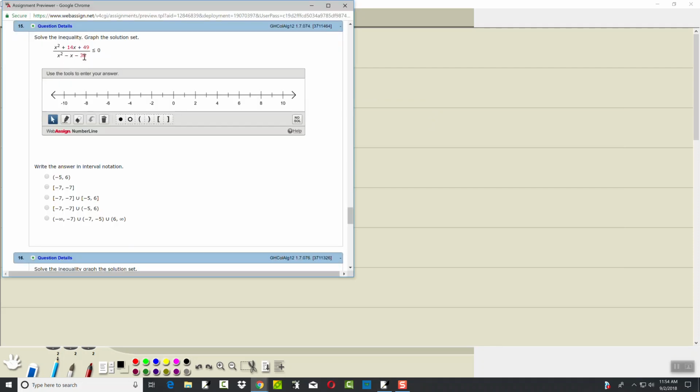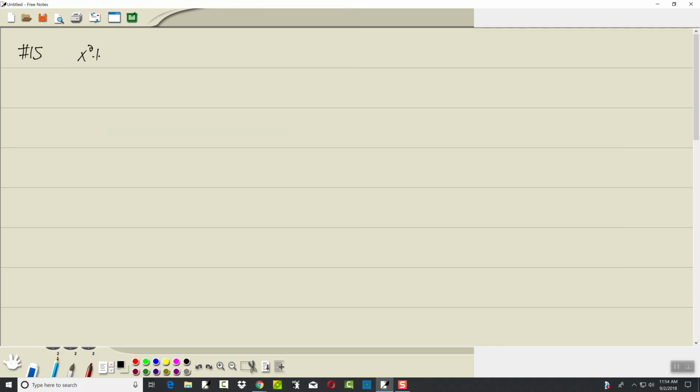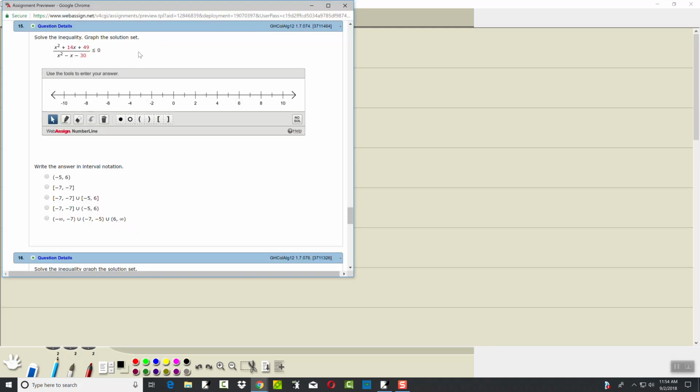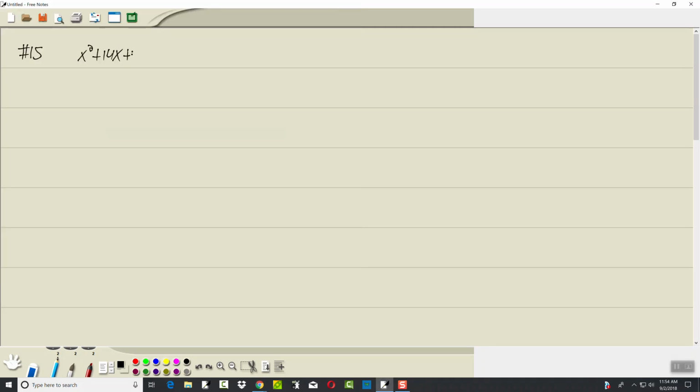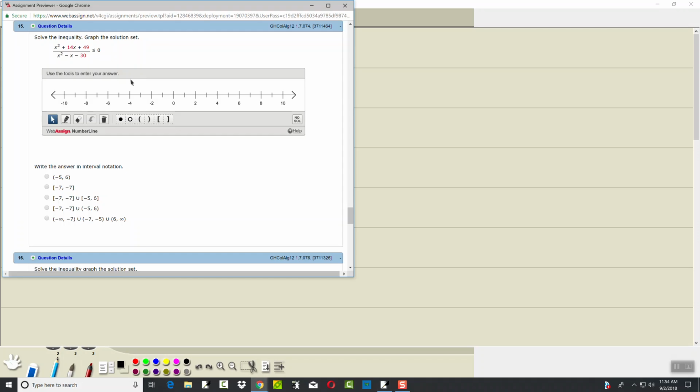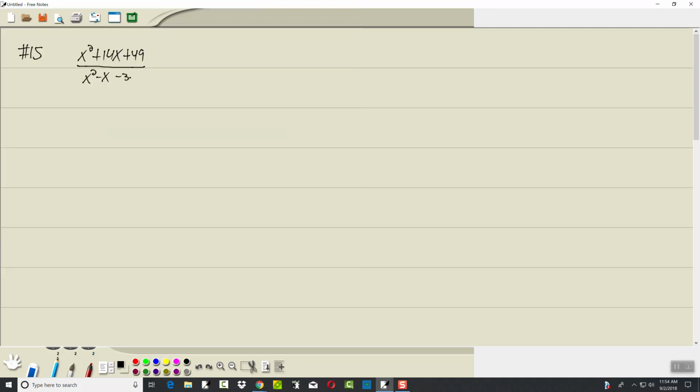We got x squared plus 14x plus 49 over x squared minus x minus 30 is less than or equal to 0. This is a rational inequality. Rational means single fraction. And the first step is to get 0 on one side, which we have. Our second step is to get a single fraction, which we have.